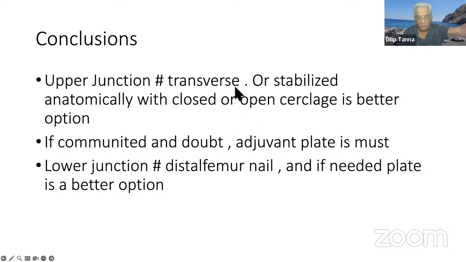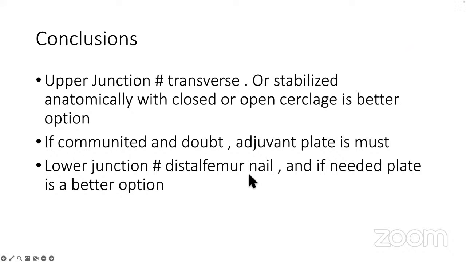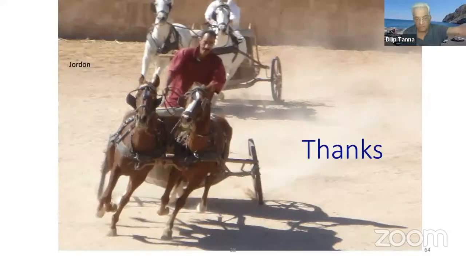Upper junctional fracture, transverse fracture, or one stabilized anatomically with closed or open cerclage is a better option. If comminuted and in doubt, an adjuvant plate is a must. Lower junctional fracture: distal femur nail, and if needed, a plate is a must. I will take all the time. Thank you very much.